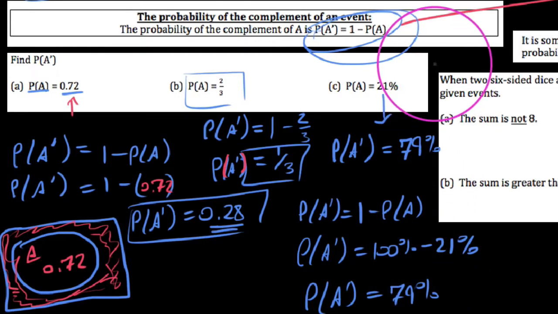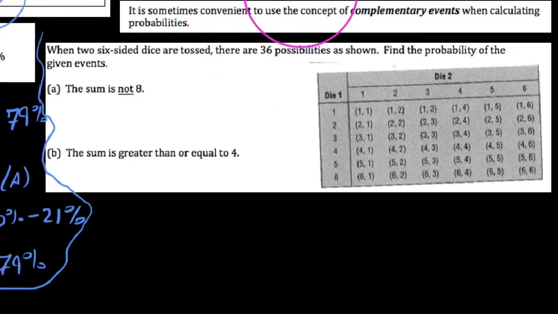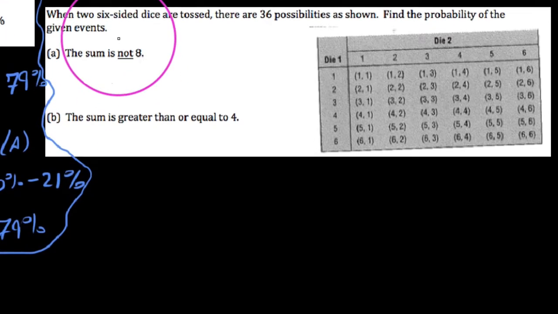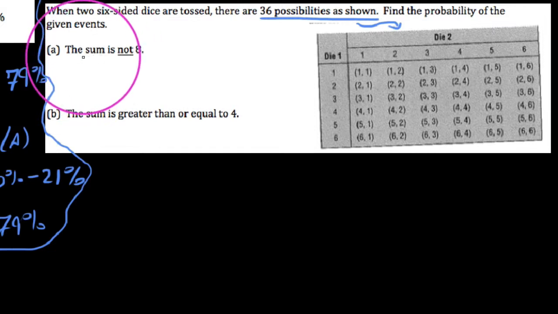Okay, so why do we discuss complementary events, other than the fact that we like to know everything there is to know about probability? Well, I'll tell you what, it's sometimes a lot more convenient to use the concept of a complementary event when we calculate probabilities. And I've got a couple really good examples right here. When two 6-sided dice are tossed, there are 36 total possibilities. I've provided a diagram here of the different possibilities. What I want to do is find the probability that we roll 2 dice and get a sum that is not 8.